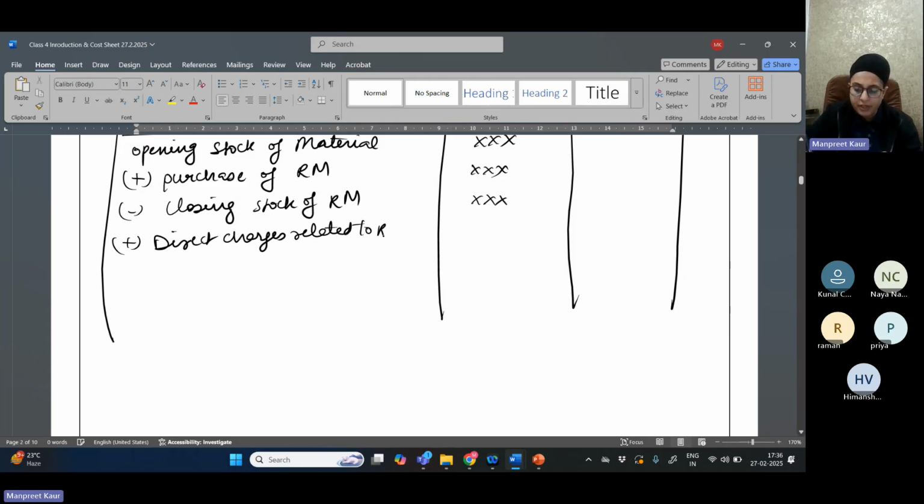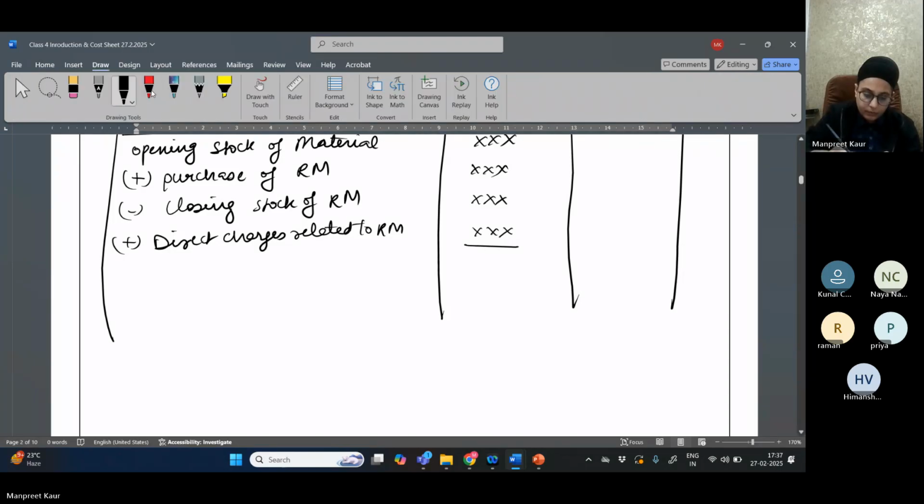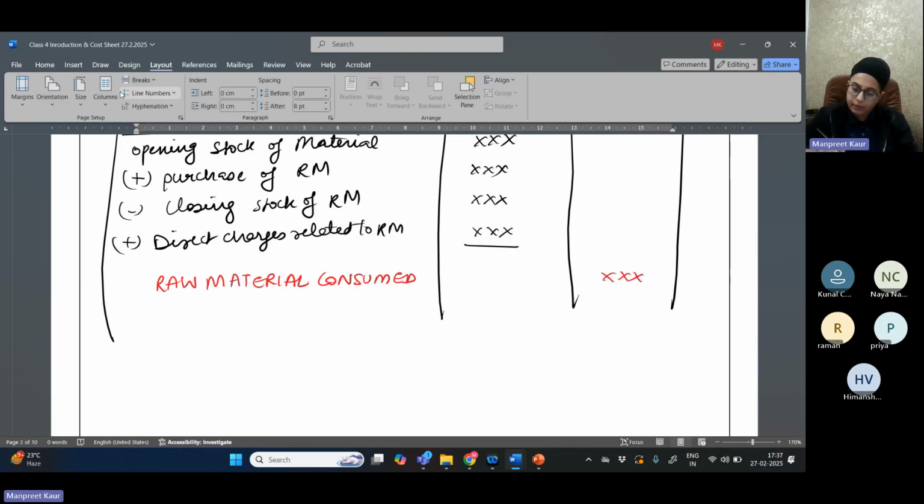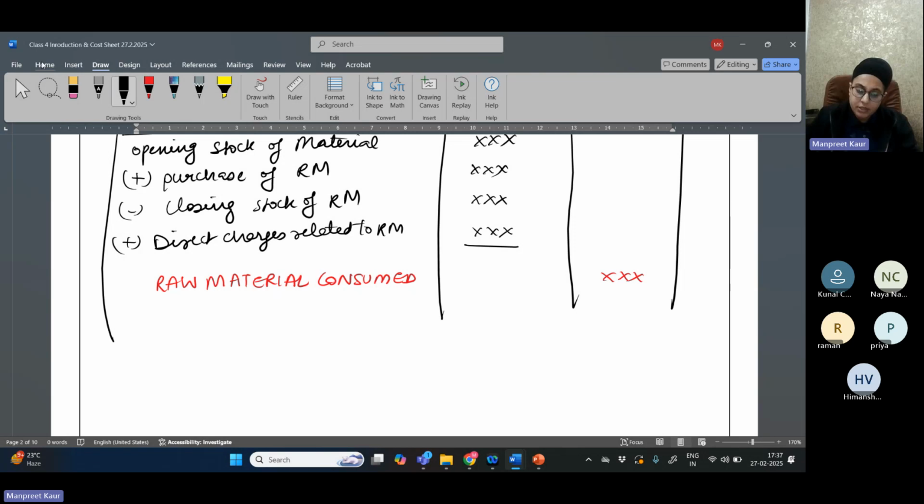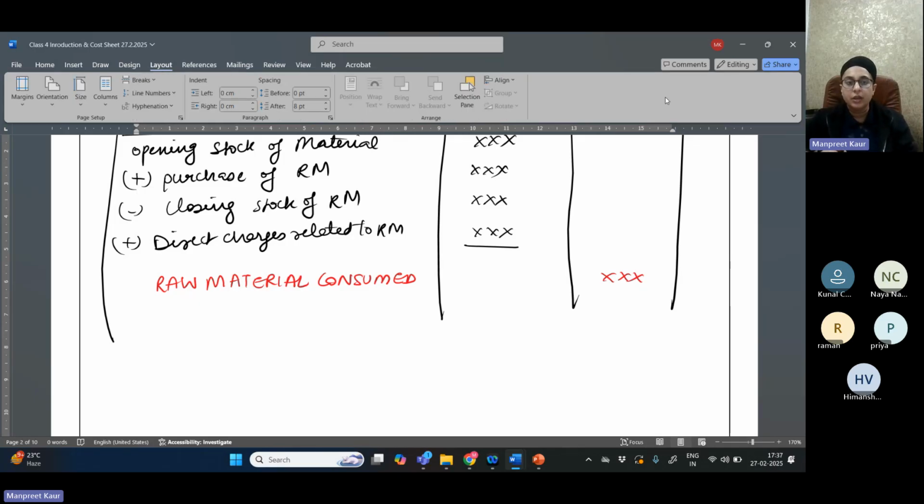related to raw material, that is royalty paid or other expenses, direct freight paid to procure the raw material is the direct charges. Then total is raw material consumed. Raw material consumed consists of opening stock of raw material plus purchases minus closing stock plus direct charges related to the RM.